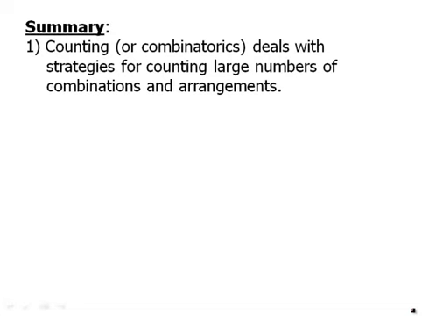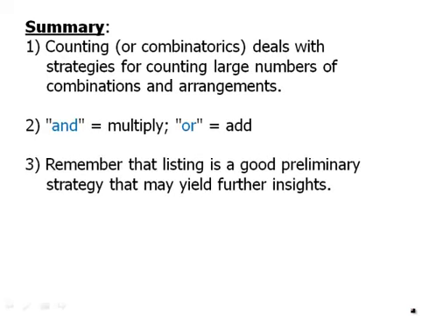In summary, counting, or combinatorics, deals with strategies for counting large numbers of combinations and arrangements. The word and means multiply, the word or means add, and remember that listing is a good preliminary strategy that may yield further insights.